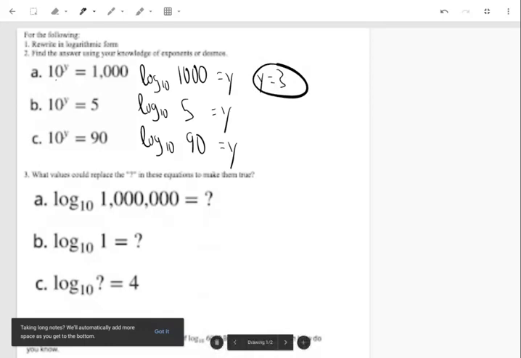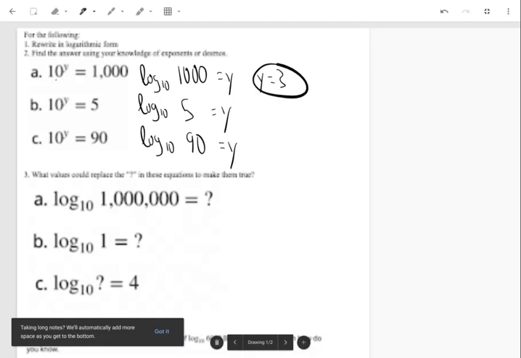Okay. Now B and C are not quite as clear. So I'm trying to figure out 10 to what power is 5 and 10 to what power is 90. So that's going to be a tricky one. So let's look at B. 10 to what power equals 5? Now I should be able to estimate it, right?